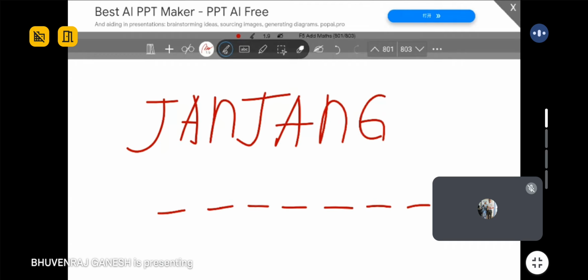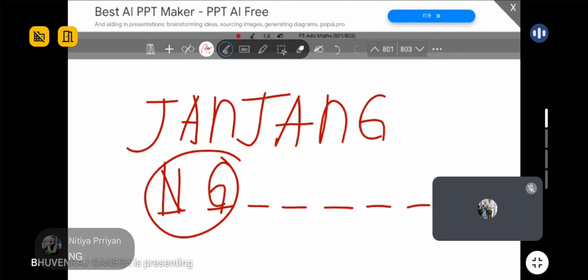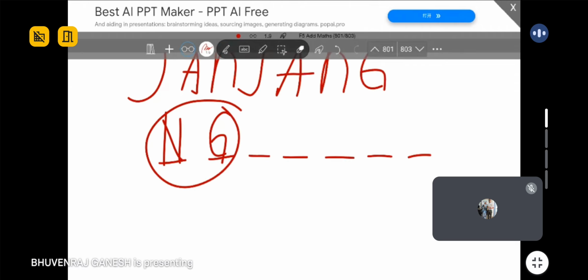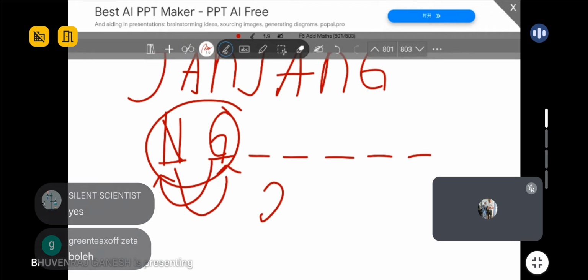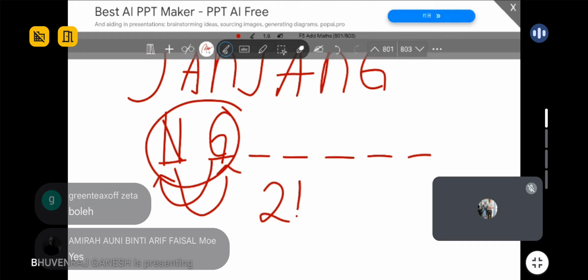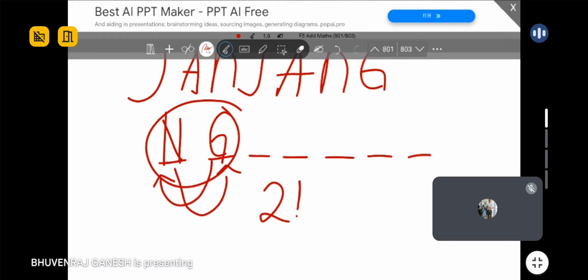Okay, question say N and G must be together. Am I right? So kamu letaklah N and G together. Okay, so you must treat this as one group. Satu kumpulan. Okay, guys, first question. Can N and G swap place? Yes or no? Adakah N dan G boleh tukar kedudukan? Yes. So if they can tukar kedudukan, means 2 factorial. Okay? Can it move the position? Can, right?